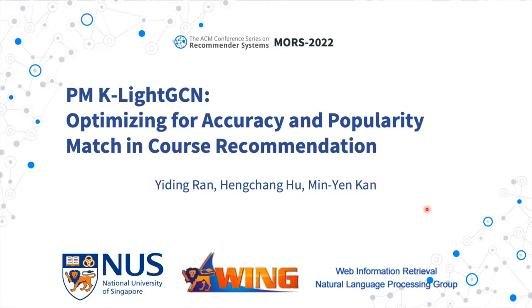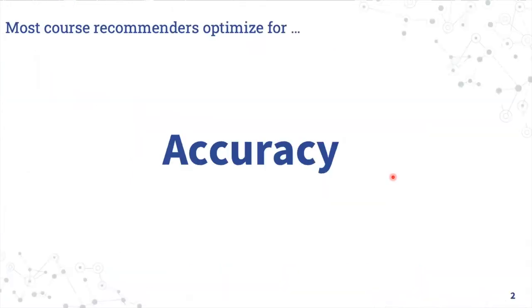Good morning. My name is Yiding, and I'm here to present the paper titled PM K-LightGCN, Optimizing for Accuracy and Popularity Match in Course Recommendation. This is a work done by me, Hengchang, and Prof. Ken. Most existing course recommenders optimize for accuracy.